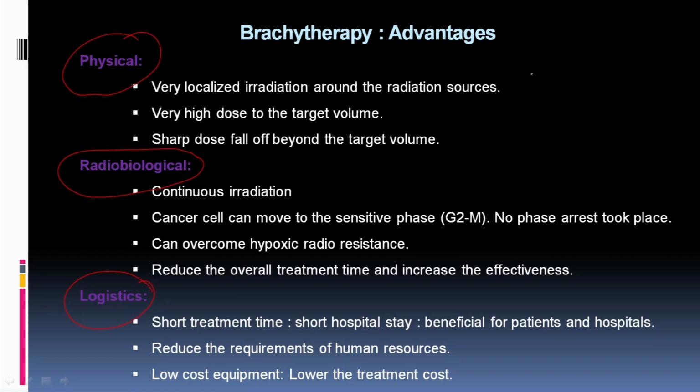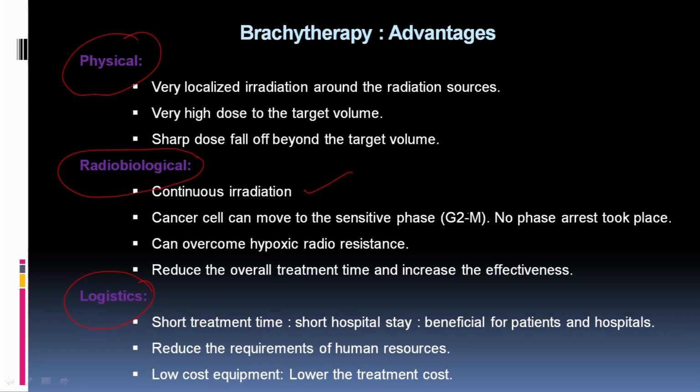Means we treat patients by fraction, five fractions per week, or we distribute the whole dose in external radiotherapy in approximately 30 to 35 fractions. This is a normal convention. So in brachytherapy, it is a continuous irradiation.